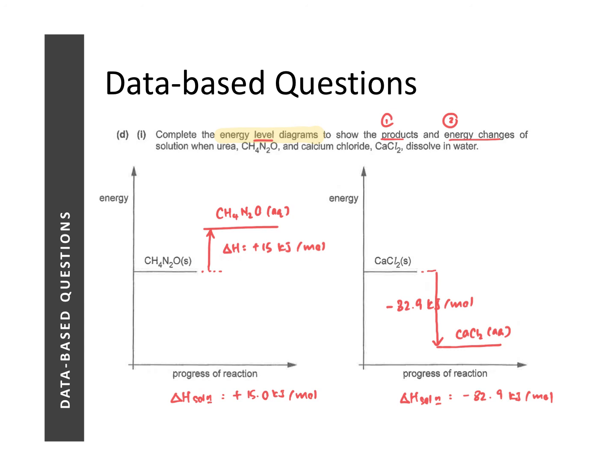Alright, a minor thing to take note of is this, especially with the energy level diagrams being put side by side. I don't know whether this is a marking point, but do take note of the relative height or the relative length of your enthalpy changes. Over here for urea, since it only increases by 15, whereas for calcium chloride it decreases by about 83, do take note to draw a longer arrow for calcium chloride as compared to urea.